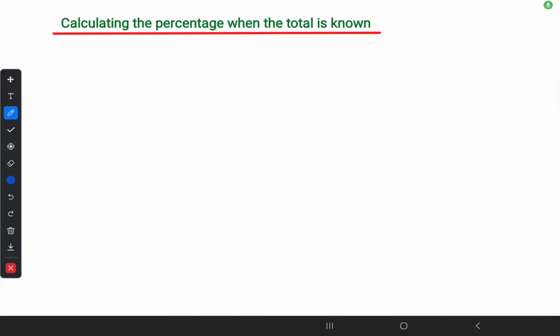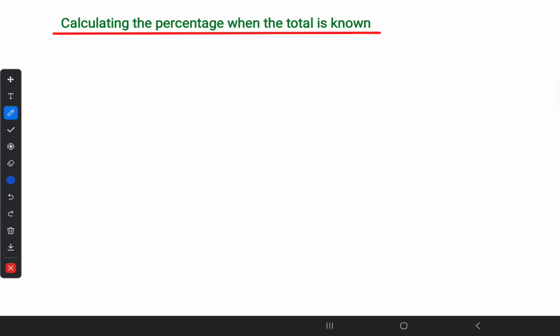This topic is calculating the percentage when the total is known. So from the topic you will get some kind of idea what is meant. Let's read this question. The topic again, calculating the percentage. Our ultimate goal is to find the percentage only, not the ratio or fraction, when the total is known. So we need to find the percentage when the total is known.